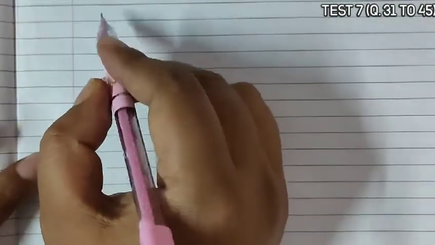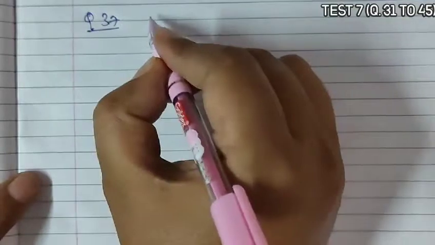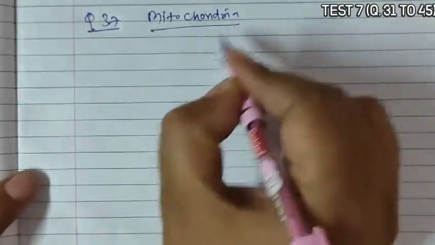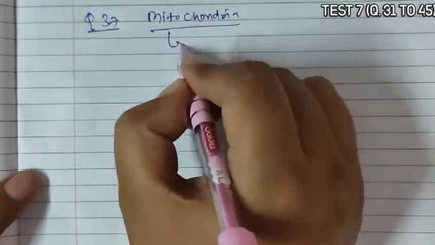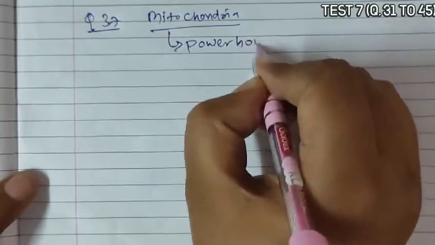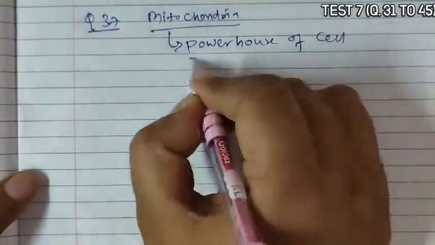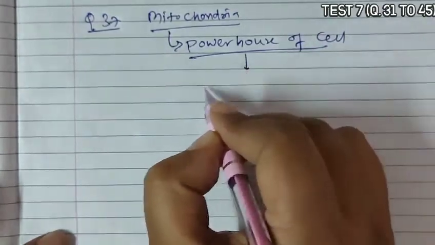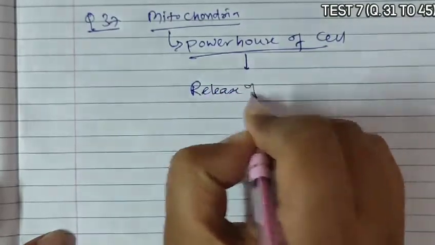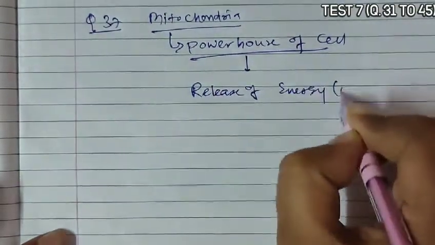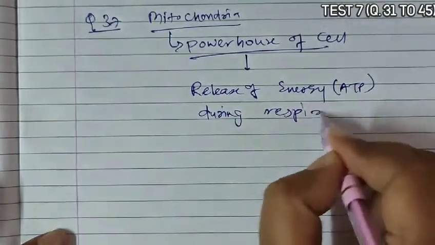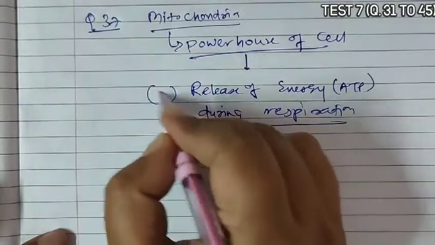Now next is question 37. Question 37 asks that function of mitochondria is. Now if we talk about mitochondria, it is also known as powerhouse of cell, and it is known as powerhouse of cell because mitochondria is involved in release of energy, that is ATP, during respiration. So option C becomes the correct answer.